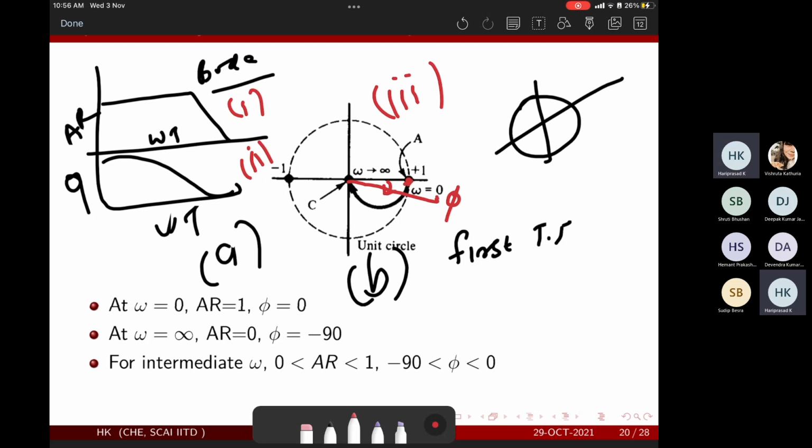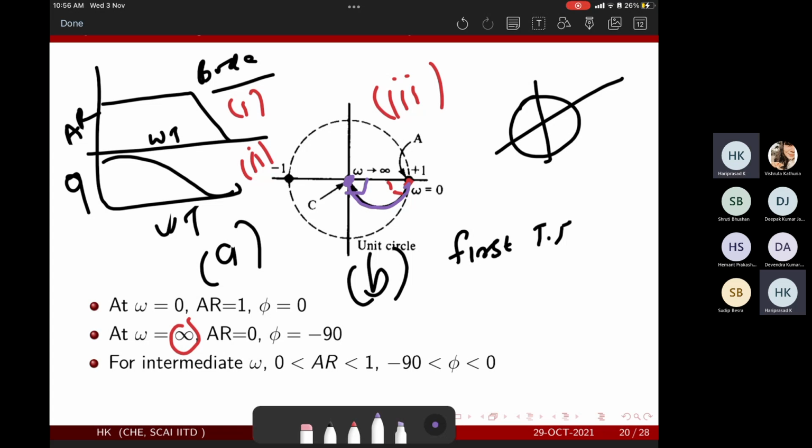Okay, and when omega tends to infinity, AR becomes 0, then your point is right here at the origin. Okay, phase angle is -90. So as I told, angle is calculated like this, so it would be -90 right here. So anything in between would be like this.